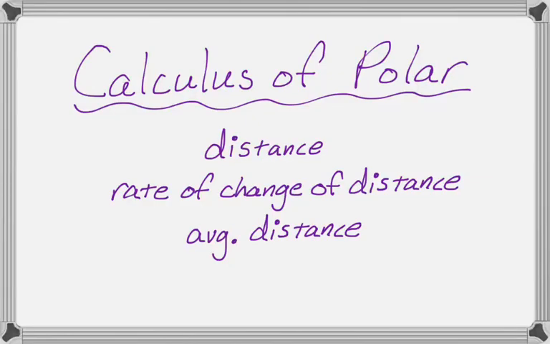Okay, in this video we're going to talk about a few polar things with calculus, specifically distance between polar curves at a specific value of theta, the rate of change of distance, and then average distance. And then at the end I'm going to do an area problem just because it's actually a more common thing to do. So here's our scenario.